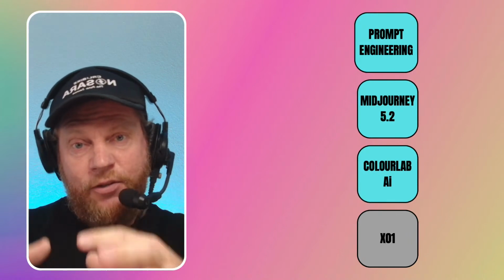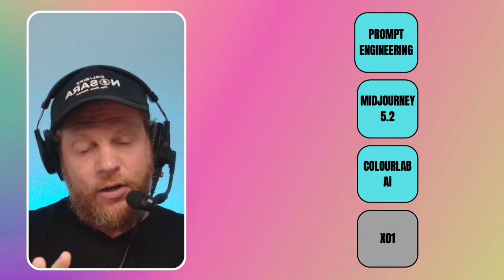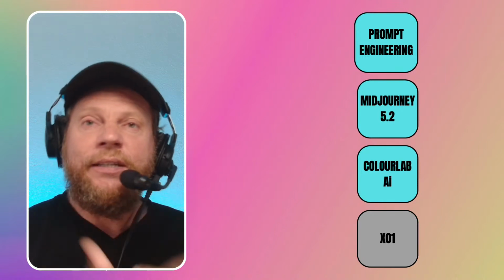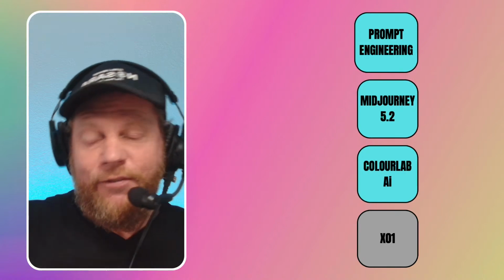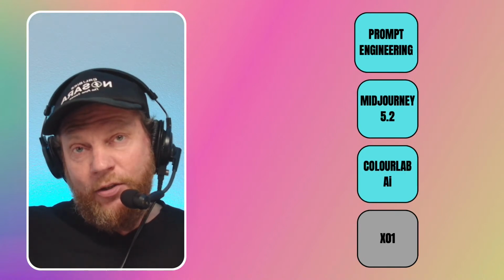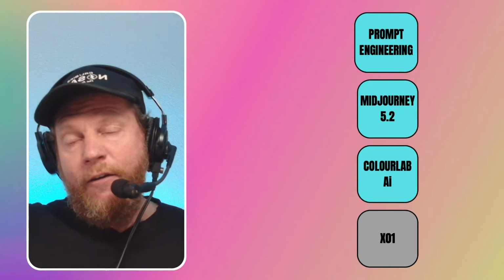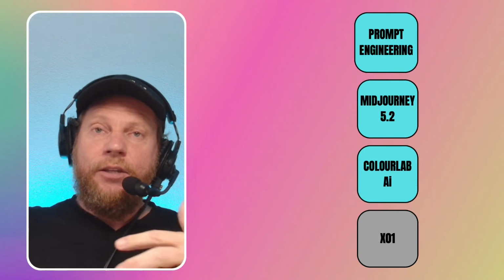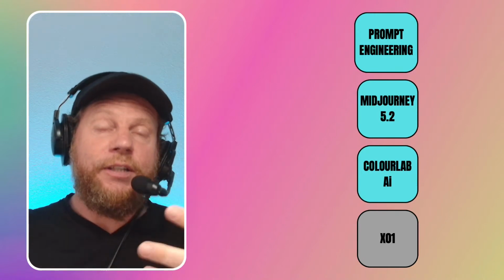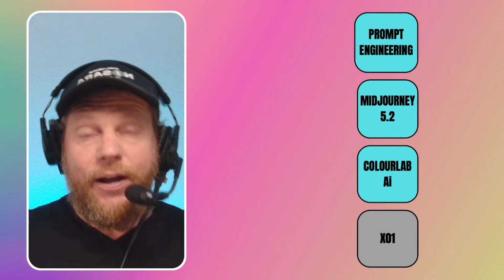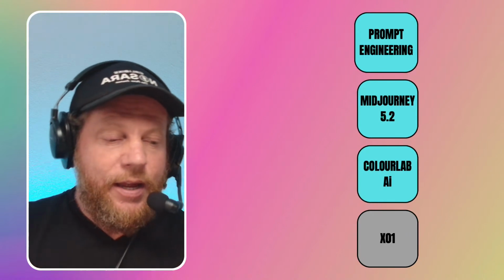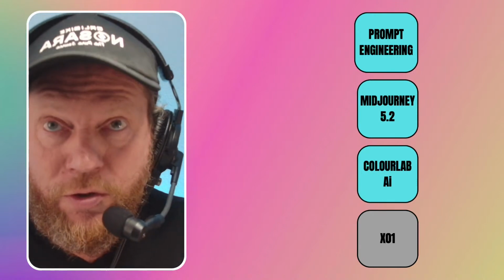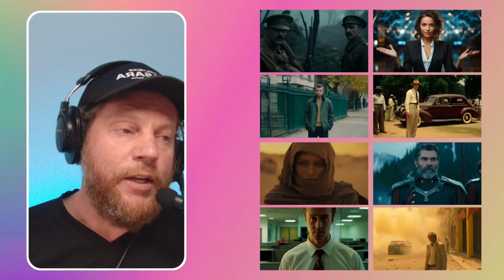But what's also really interesting is that Colourlab Ai also has a look designer, which is basically the tool to create XO1 files. So we take that generated image from Midjourney and using Colourlab Ai convert it into an XO1 profile, which is your look profile. And then, once we have that XO1 profile, we can just use it for anything we want.